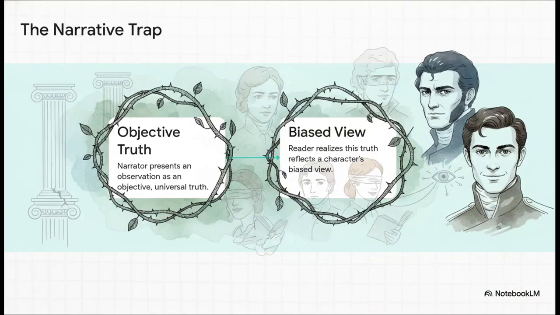Here is exactly how the trap works in two steps. First, the narrator presents an observation sounding like an objective, universal truth. But then, second, the reader slowly realizes this so-called truth actually just reflects a character's deeply biased view. By following these steps, Austen literally traps us in Elizabeth's misjudgments. Because we're locked inside Elizabeth's perspective, we share in her prejudice against Darcy, and we completely share in her misplaced trust in the wicked Wickham. We are just as blind as she is.